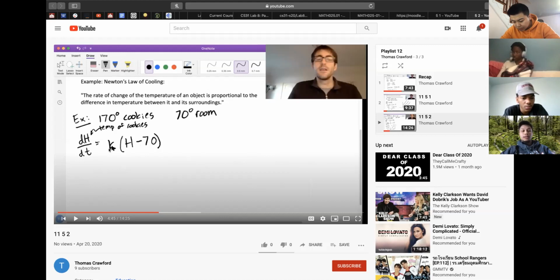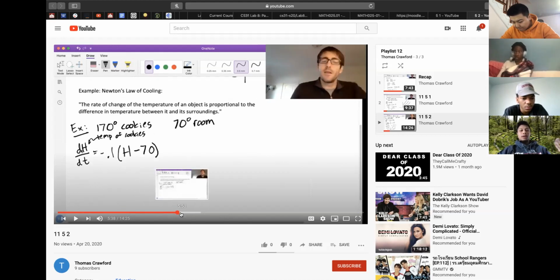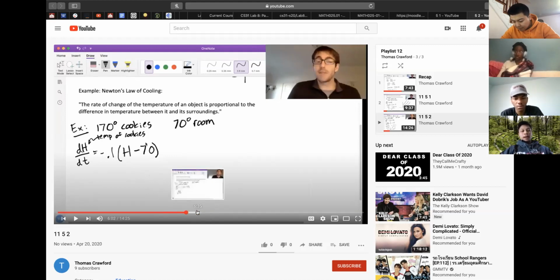K is just a constant that is an additional factor to further evaluate the situation in realistic circumstances. So he uses negative, implying that it will be an exponential decay, and 0.1, which is just an arbitrary number, but in this case represents that the rate of change is decreasing.